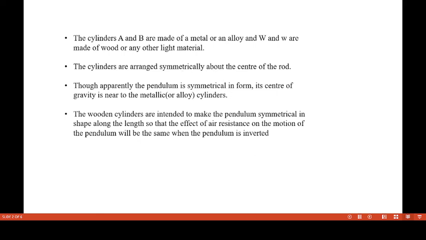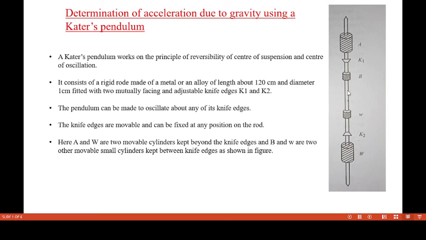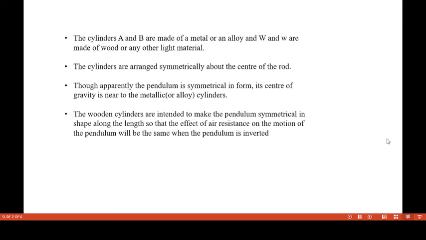This is just to keep the pendulum asymmetric. That is, A and B are made of metals or alloys, while small w and capital W are made of wood or any other light material. But they are in the shape of a cylinder, so that the effect of the air resistance on the motion of the pendulum will be seen when the pendulum is reversed. We know if we reverse the pendulum, its time period will be the same, as we have seen in the case of the compound pendulum, that is, center of suspension and center of oscillation can be interchanged.